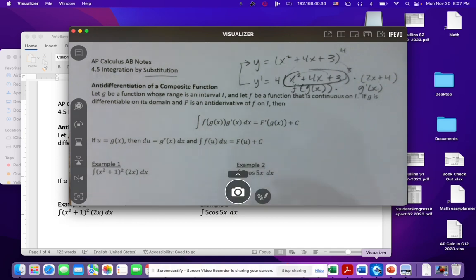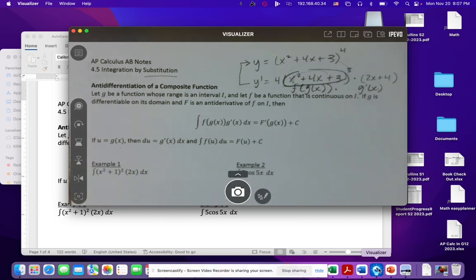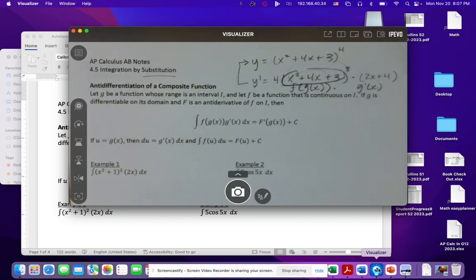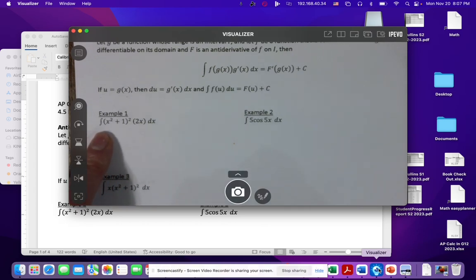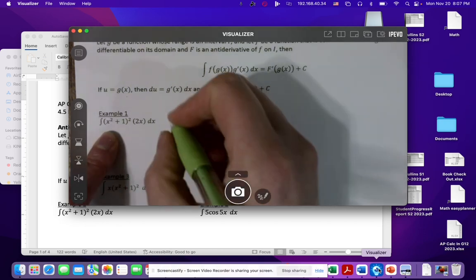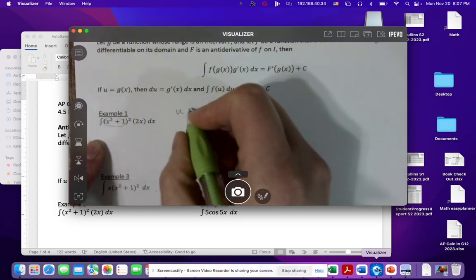And the way we're going to do this is with a u substitution. So instead of worrying about g of x, we're going to be letting u equal g of x. And that's going to be our inside function. So that's how we're going to make that substitution. My strategy is always to look at a problem like example 1 and then find the function that looks like it's inside. So I would say that u is probably going to be this right here, the x squared plus 1.